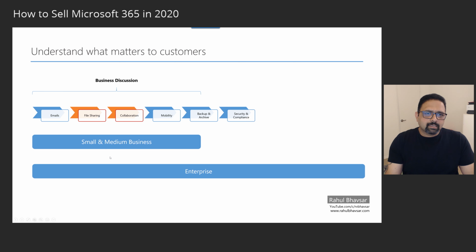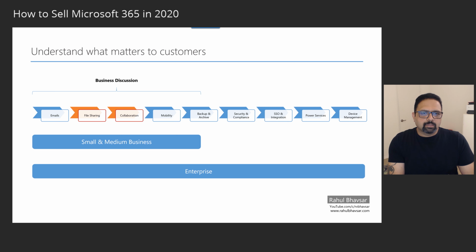The next piece is security compliance, single sign-on and integration, Power Services. When I say Power Services, it's Power Automate, Power BI, Power Apps, and then the device management. All of these buzzwords are super interesting for IT. And when I say IT, it's the enterprise IT department, because they are worried about control, they're worried about security, they're worried about audit. All of those matter.